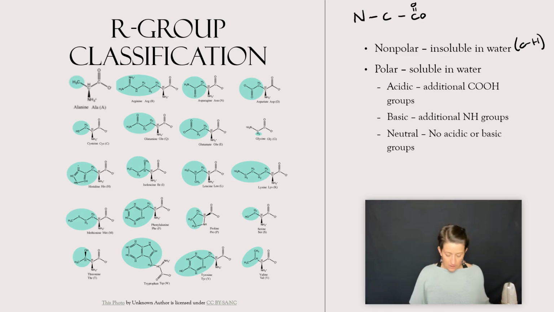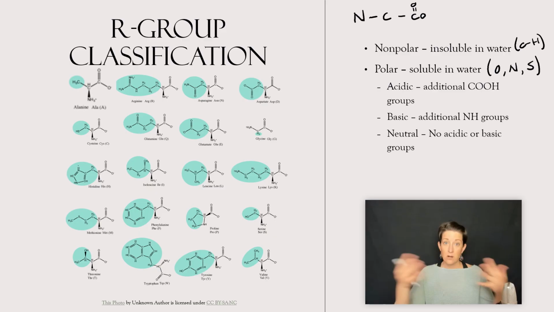Then we have this very large group of polar amino acids. Under the polar, what we are looking for is the presence of an oxygen, a nitrogen, or a sulfur atom present in the R group. Even though the carbon-sulfur bond is nonpolar, sulfur has 2 lone electron pairs. Those 2 lone electron pairs give sulfur polarity. So when we identify the presence of a heteroatom in the R group, we know they're polar.